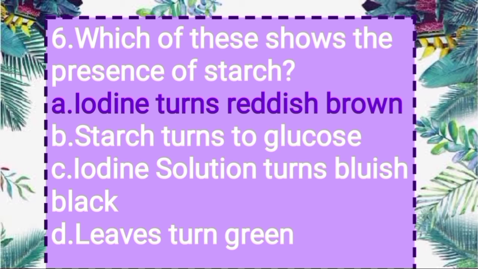Option C: iodine solution turns bluish black. Option D: leaves turn green. So the answer is option A, iodine turns reddish brown.